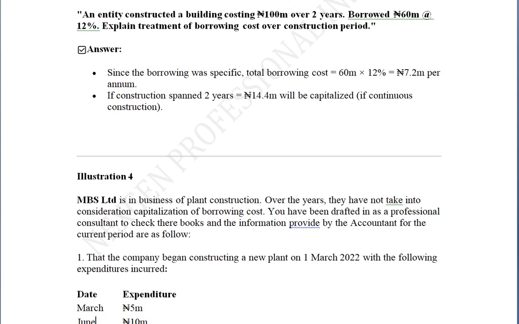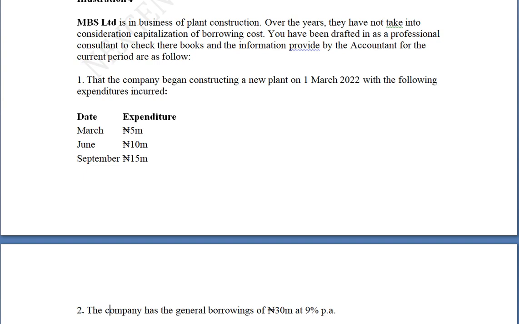Now, let's look at this very interesting illustration also. The MBLS is in business of plant construction. Over the years, they have not taken into consideration capitalization of borrowing cost. You have been drafted in as a professional consultant to check their books, and the information provided by the accountant for the current period are as follows. 1. That the company began constructing a new plant on March 1st, 2022 with the following expenditure incurred.